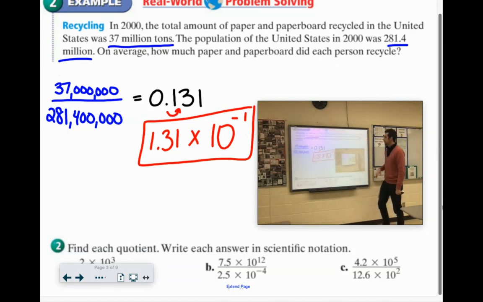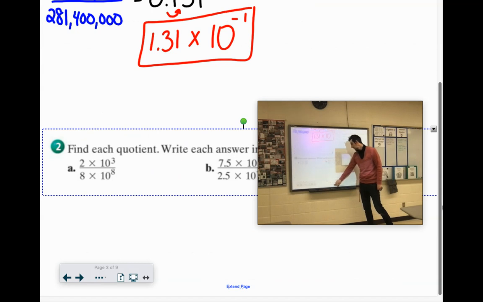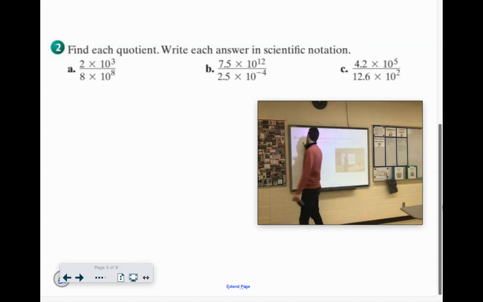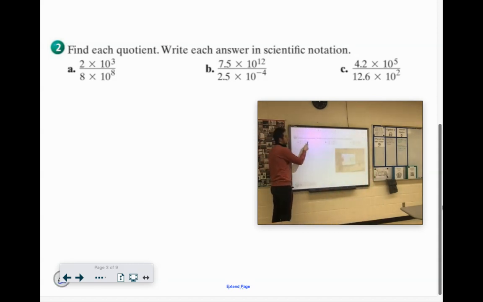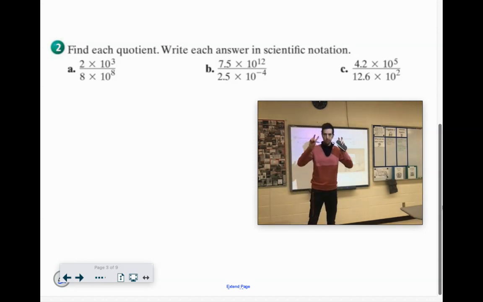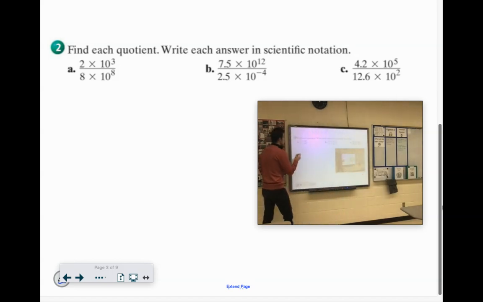They wanted us to do it something like this. They wanted us to set up a division problem and use our properties to finish it. So looking at A, 2 times 10 to the third divided by 8 times 10 to the eighth. You could totally write those numbers in standard form, like regular numbers, divide them, turn your answer into scientific notation. Or your big numbers in front, like the 2 over 8, you can just divide those. Now 2 divided by 8 would be 0.25.